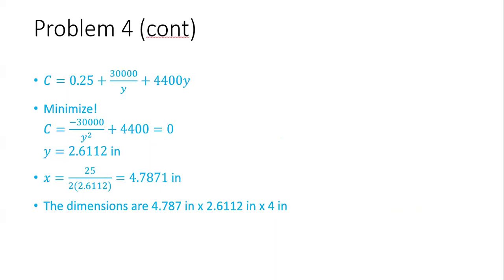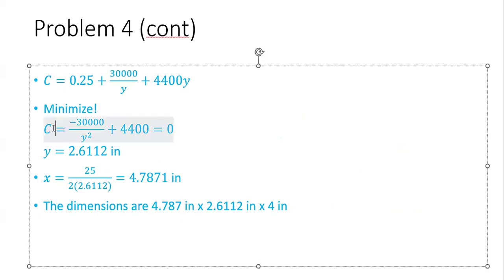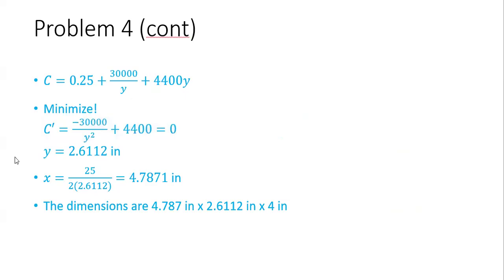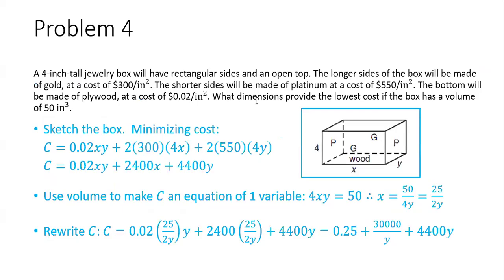Now, what do we do? We differentiate. So this is the equation, and once again, we differentiate. So this should be C prime, by the way. Okay, differentiate, set it equal to 0. We solve for y. So y equals 2.6112 inches. Okay, what was the question? What dimensions provide the lowest cost? So we need all the dimensions.